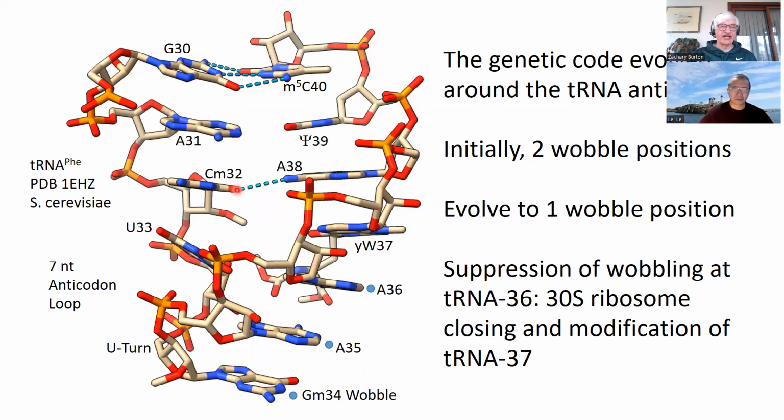And there's this interaction up here that's called a Hoogsteen pair between an A and a C. And then there's a U-turn, a wobble base, a Watson-Crick base, a Watson-Crick base, a heavily modified base, and that's the whole loop. So this loop is specifically formed to present three nucleotides as an anticodon to messenger RNA.